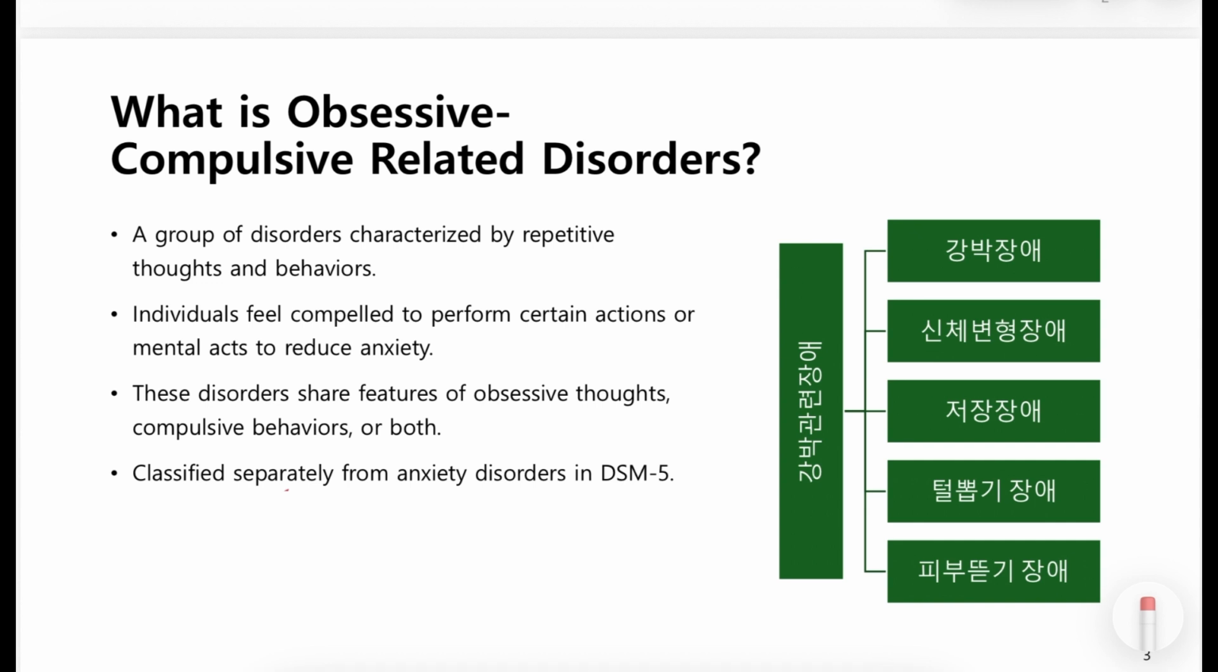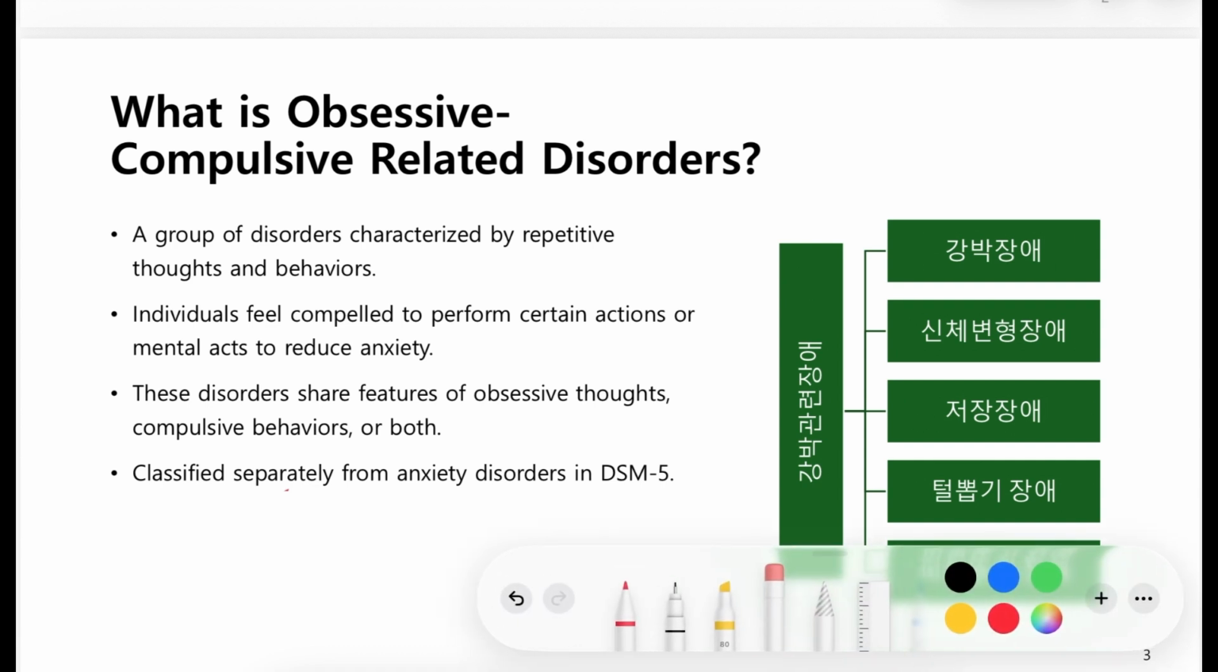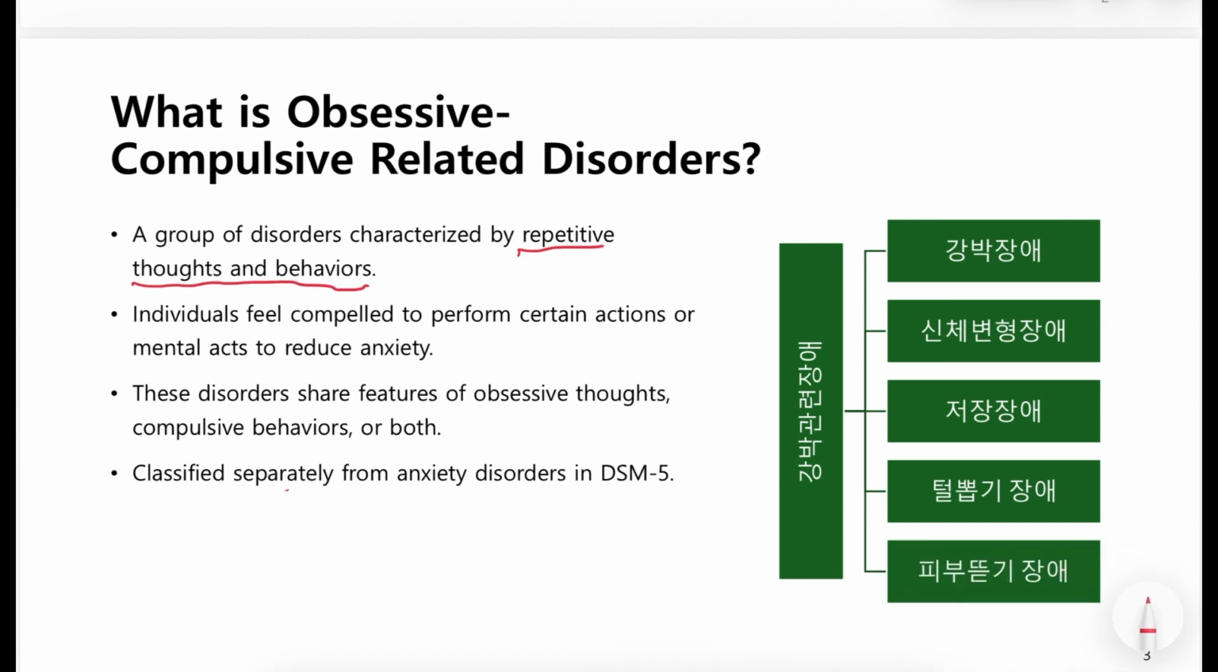Now, let's start by defining what obsessive-compulsive disorders are. This group of disorders is characterized by repetitive thoughts and behaviors. Individuals often feel compelled to perform certain actions or mental acts in order to reduce anxiety. These disorders share key features such as intrusive obsessive thoughts, repetitive compulsive behaviors, or sometimes both.